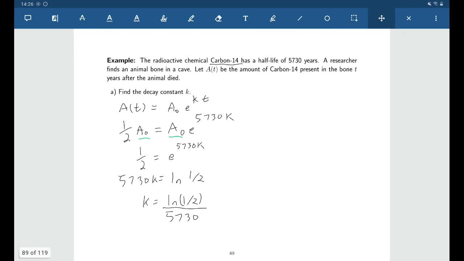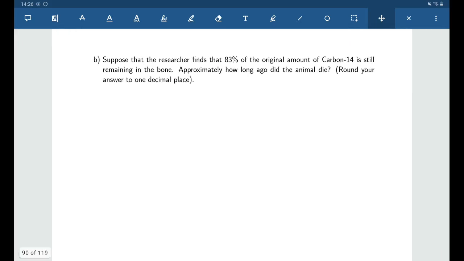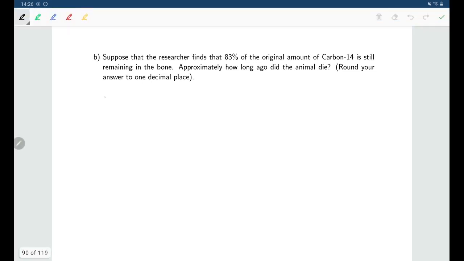And now that we do, we can use that to find out how old this animal bone is. This researcher has found a bone in the cave, and we want to estimate when the animal died, how old that bone is. What we know is this bone still has 83% of the original carbon-14 amount. So in other words, the amount that we have right now is 83% of the original amount. And we want to know what is t.